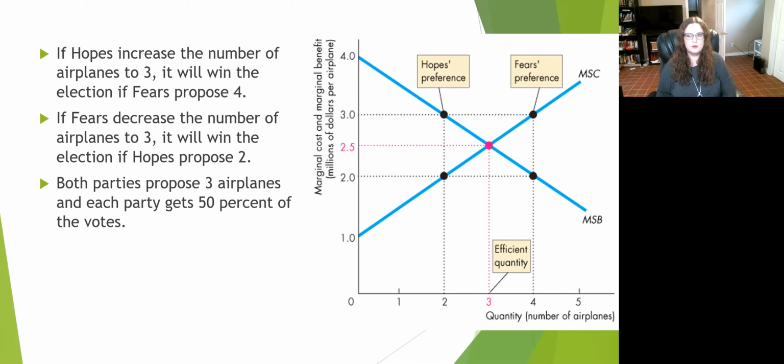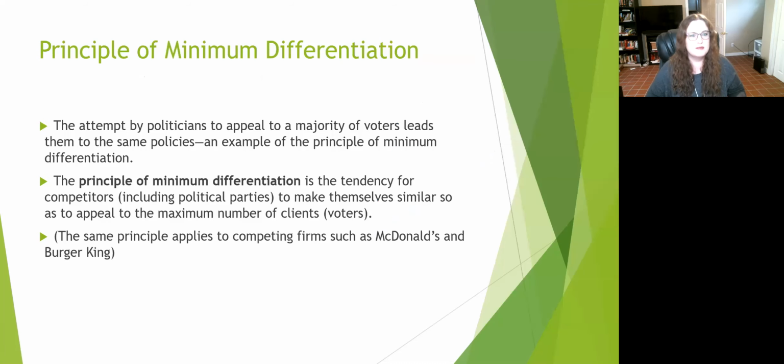Well, now all of a sudden we have hope, who has changed to be closer to where society is, and fear that has changed to be closer to where society is. And now both of them are proposing, hey, 3 planes. And then they just end up splitting the votes. This is the idea of the principle of minimum differentiation. We see this not only in political parties, but we also see this, well, ideally see this in political parties over long periods of time. So maybe not the most recent changes, but maybe just overall.